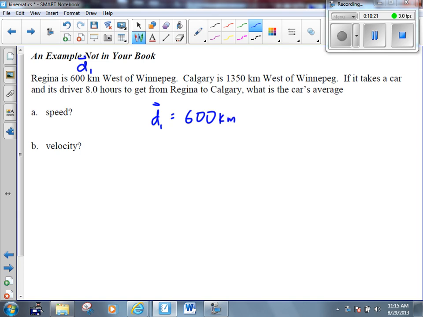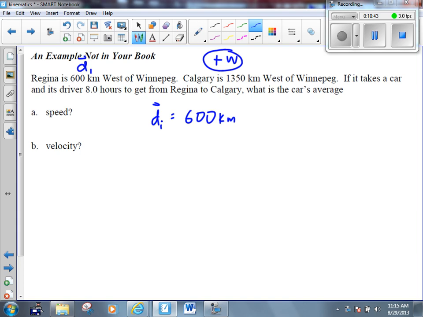D1 is 600 kilometers. DI, we're going to call it. My initial position, 600 kilometers. Now, it's west, so we really should indicate the direction somehow. We get a couple of options for that. The way that I would suggest you do it is to define, in the beginning of the problem, west as positive.